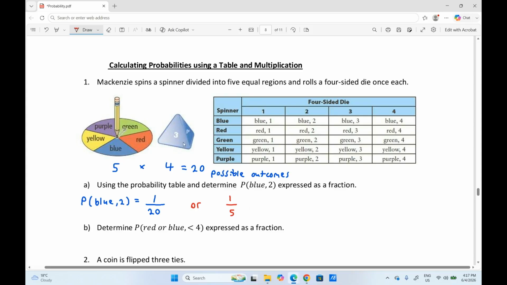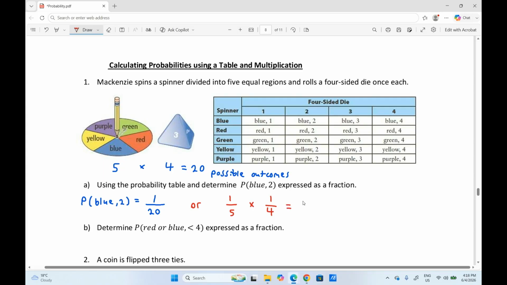Now, what is the probability of rolling a dice and getting the number 2? Since there's 4 possible outcomes and there's only one number, which is 2, 1 out of 4 is my probability of rolling a 2 on a 4-sided dice. Now that I have the probability of each of these individually, I'm just going to multiply them together.